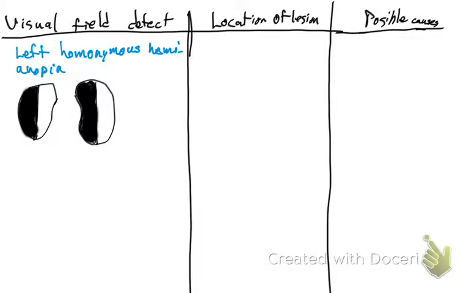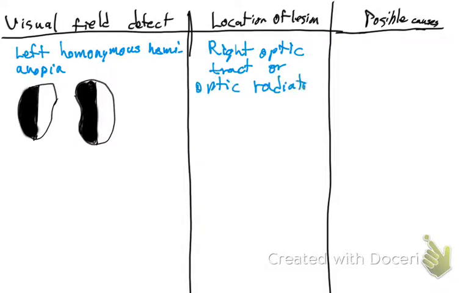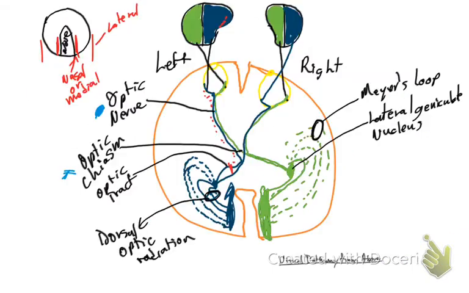Left homonymous hemianopia. So what is the lesion? The left homonymous hemianopia lesion is going to be in the right optic tract, or in the optic radiation. Let's go back to the picture. Okay, so for left homonymous hemianopia, the lesion is in the right optic tract. So we go to the right side, and now we look for the optic tract. So the optic tract, if you see, is this one here. So there is a lesion.